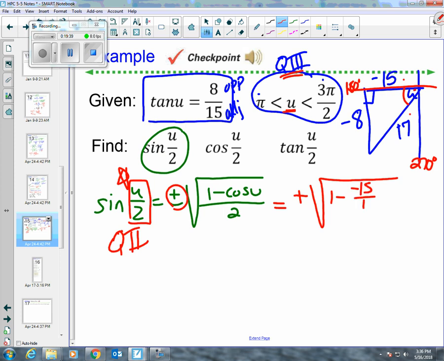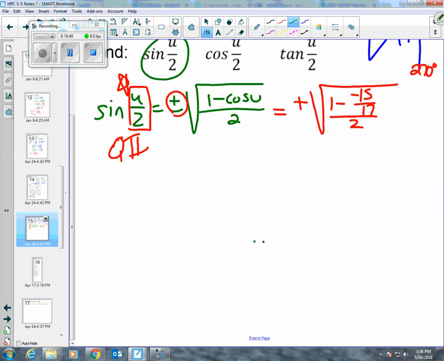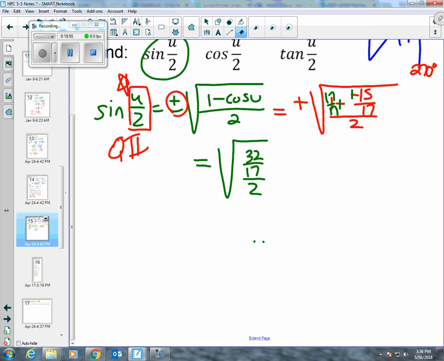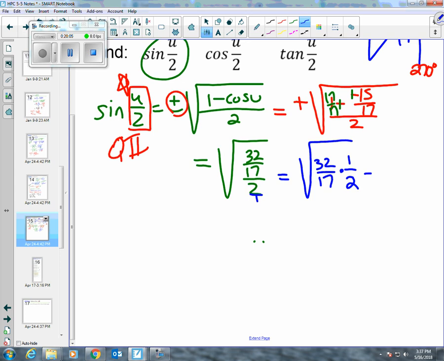So negative 15/17, and then all over 2. All right, we got some arithmetic to do, but that's the easy part, hopefully. Fingers crossed. So square root of, let's get a common denominator, plus positive. So it looks like we've got 32 over 17 divided by 2. And then we're going to multiply by the reciprocal. So 32 over 17 times, remember that 2 over 1, the reciprocal would be 1 over 2.